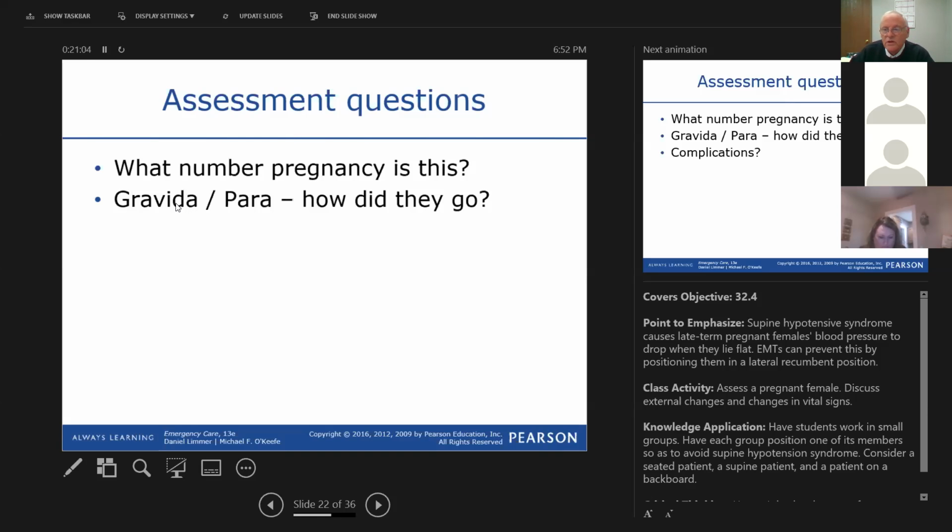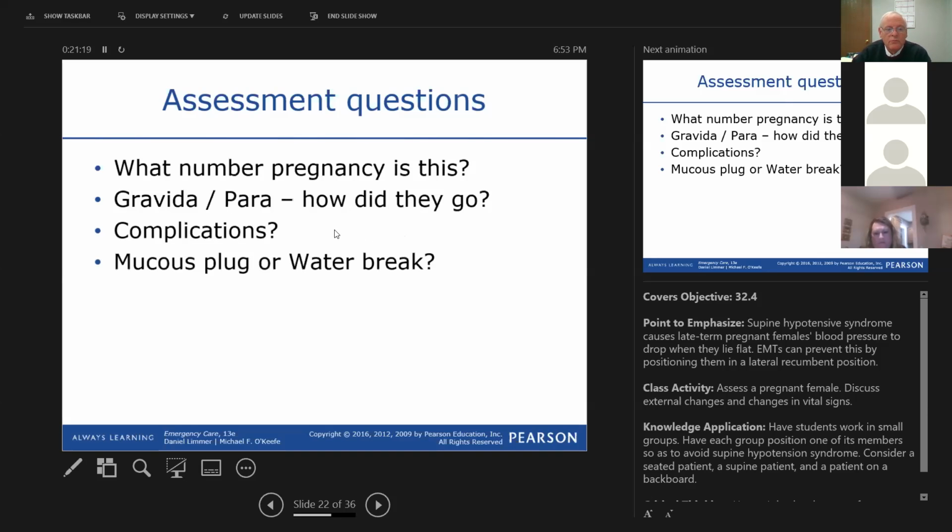So gravida is the number of times pregnant, including the current one. And para is the number of live births, okay? And then you want to ask, if you've had kids before, how did it go? Were there any complications? Were there any complications with this current pregnancy? Did your water break, or did you lose your mucus plug, or bloody show, some people call it? That plug that's at the end of the cervix, as it starts to dilate, it can come out, okay? It breaks free.